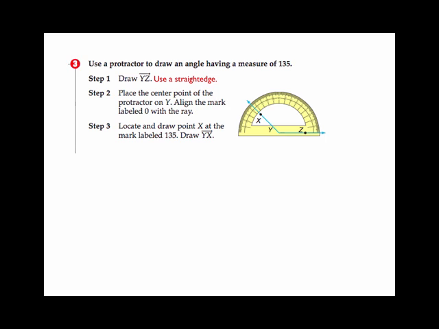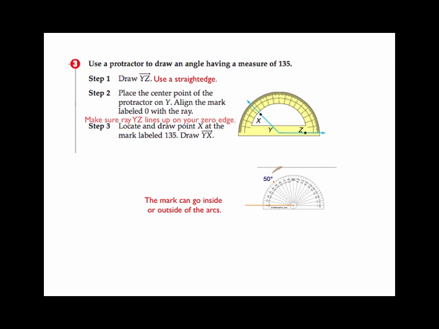Now, use your protractor to draw an angle having a measure of 135. Begin by drawing a ray YZ. Use your straight edge. Place the center point of your protractor on Y. Align the mark labeled 0 with your ray. Make sure ray YZ lines up on your zero edge. Now, locate and draw a point X at the mark that's labeled 135. Now remove your protractor and use your straight edge to draw the ray from the point Y to the mark that you made for the point X.